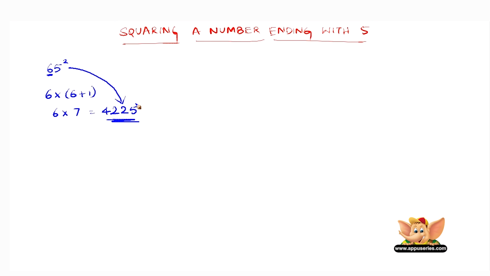So let us quickly look at another example, which is 95 the whole square. So all we have to do is take the first number, that is 9, multiply it with a number 1 greater than itself, that is 9 into 9 plus 1, which is 9 into 10, that is 90. Now all we have to do is square 5, that is 25, and join to the 90. So 9025 is the answer of 95 square. This is one of the very simplest methods to find the square of 95 or any numbers ending with 5.